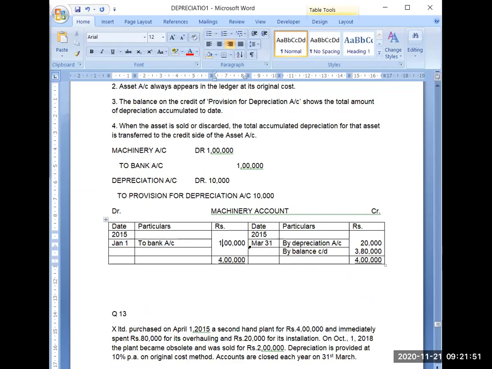Should I write this entry here in machinery account? Is machinery account being credited here? Can I write this entry in machinery account? How can you write this entry in machinery account? Now this is the problem because we have not practiced the concepts properly in the earlier chapters. That's why we give wrong answers. When no machinery account is there in the journal entry, how can you write this entry in machinery account?